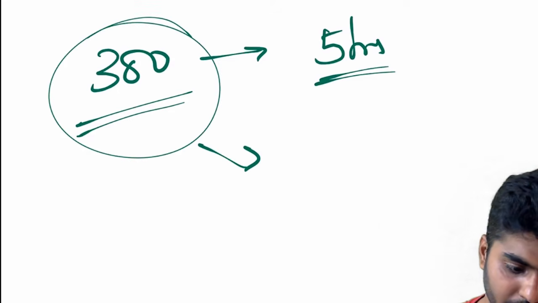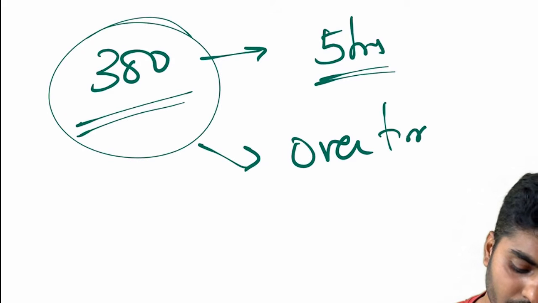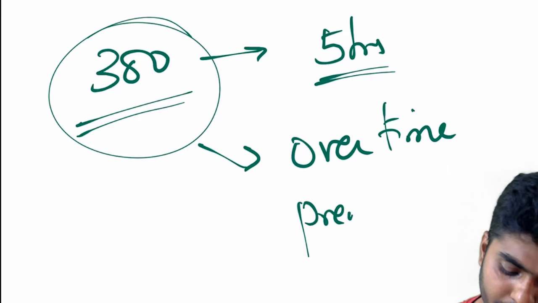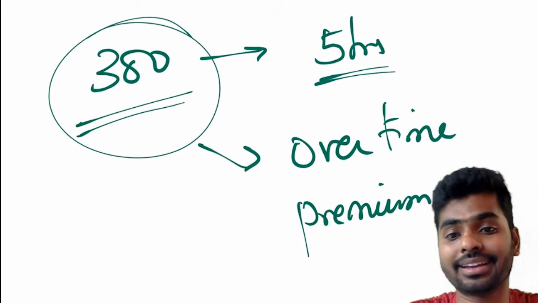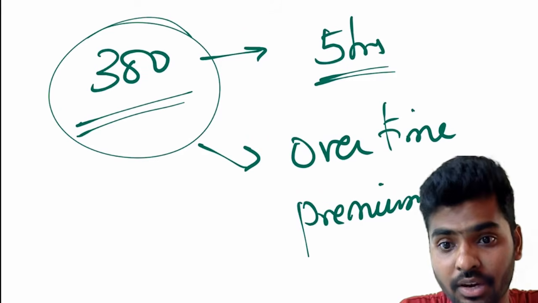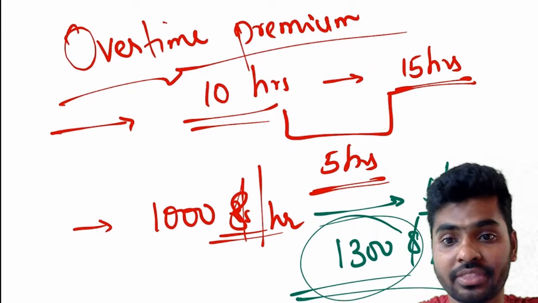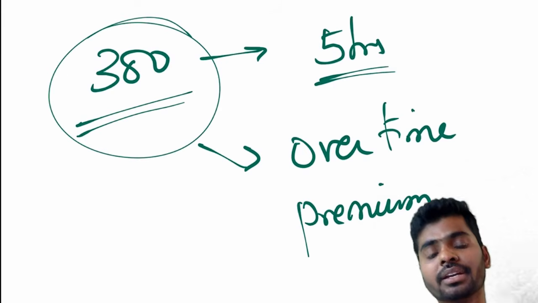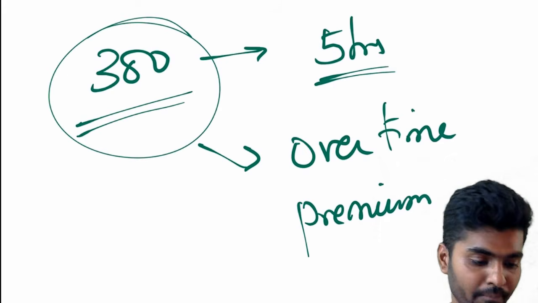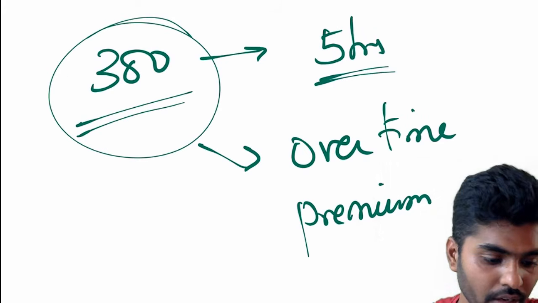This becomes my overtime premium. So what exactly is an overtime premium? For the 5 hours he is working more, he is getting a difference of 300. This 300 he shall be getting, we call it the overtime premium. Now there are two things you need to understand. Why was this overtime required?